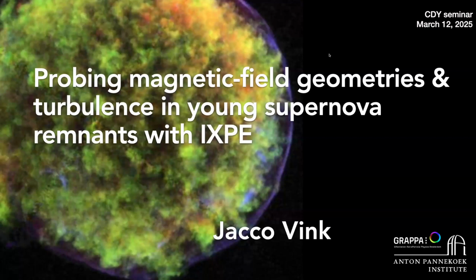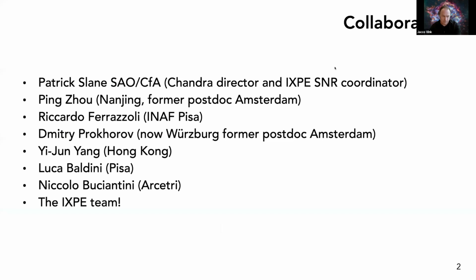I slightly changed the title. I wasn't aware actually of the title I'd given. But of course, what we want to do with X-ray polarization is probe the turbulence of the magnetic field and the geometry of the magnetic field in young supernova remnants. I will say a little bit more about the background for why this is interesting, and also about non-thermal X-ray emission from supernova remnants.